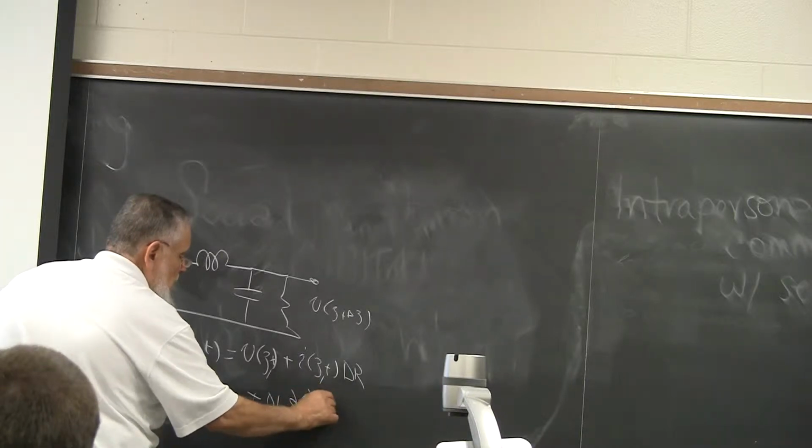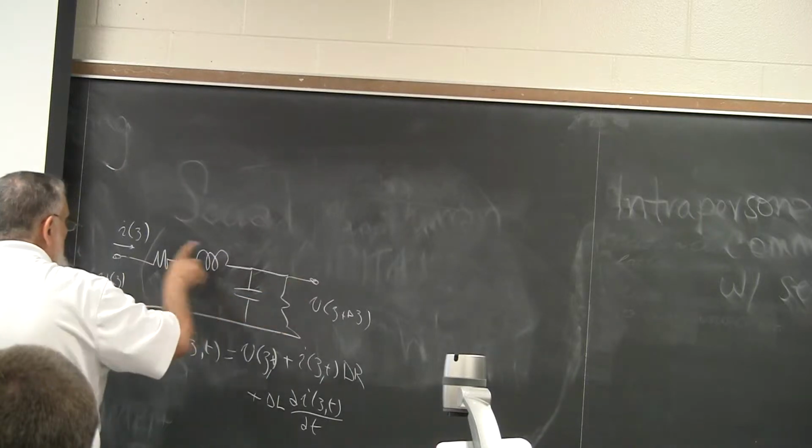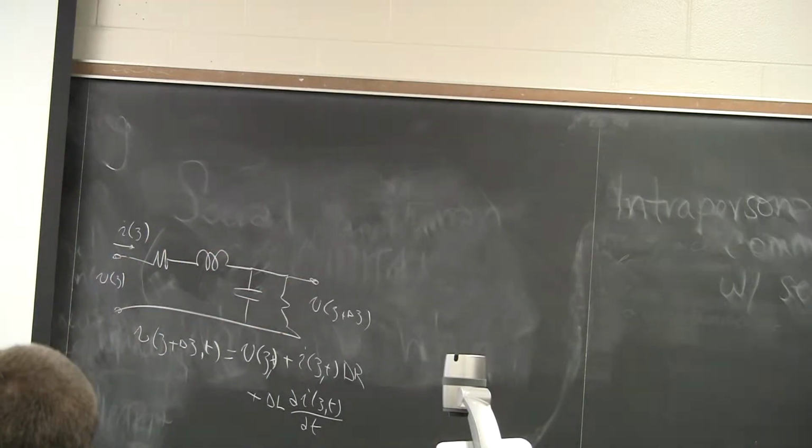of Z and T. That's a KVL around the loop. The voltage here is equal to voltage here plus voltage there. Right? So here it is. You can see it there.